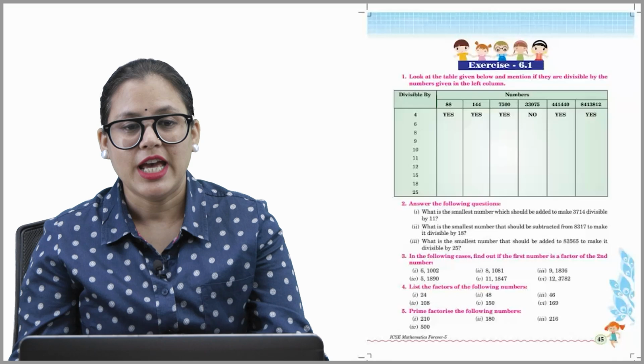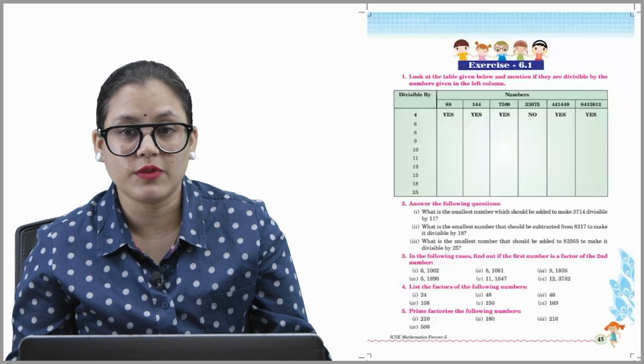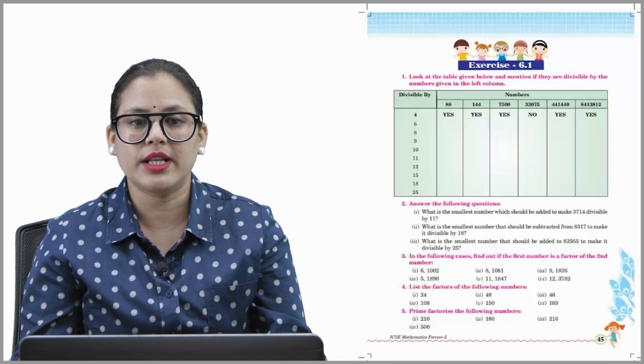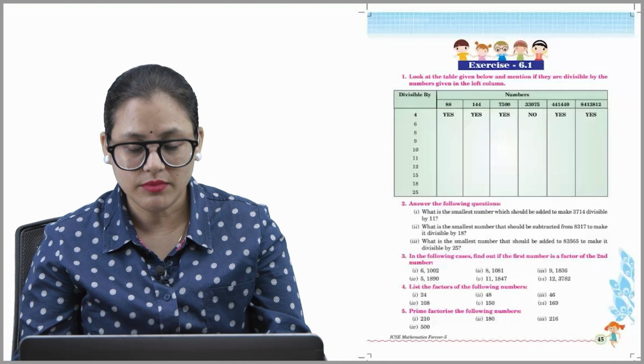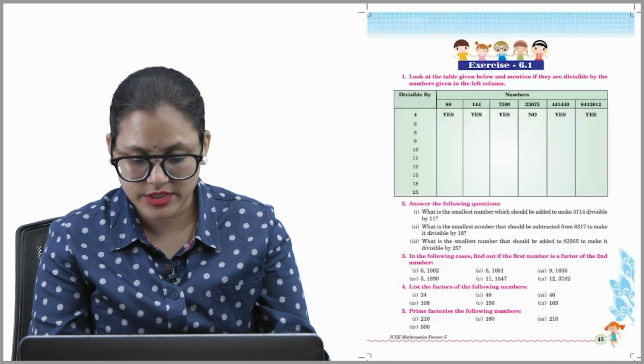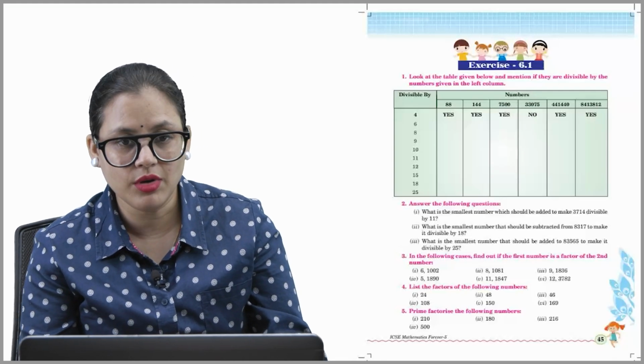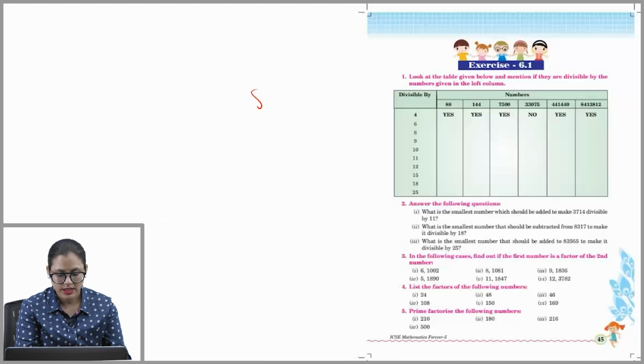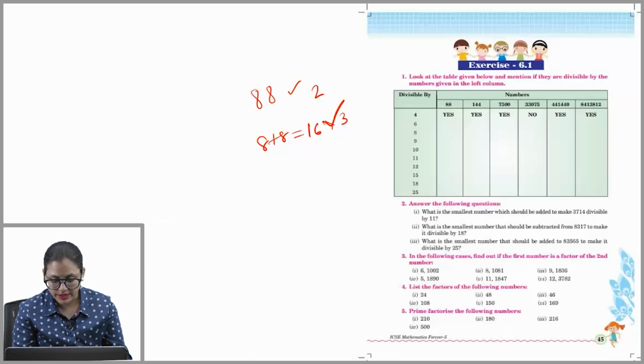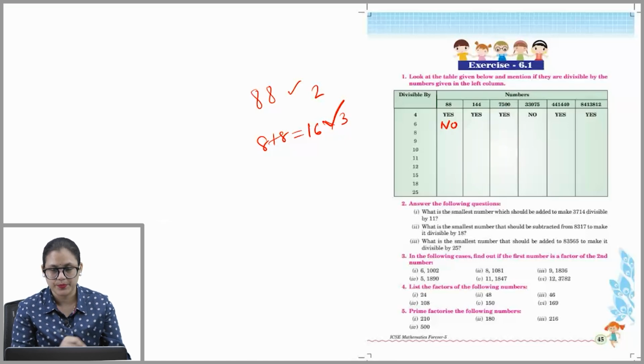Exercise 6.1. Look at the table given below and mention if they are divisible by the numbers given in the left column. 88 is given here, is it divisible by 6 or not? So 88, this is divisible by 2. Now let's check whether it is divisible by 3 or not. 16, no, 16 is not divisible by 3, so it is also not divisible by 6, no.